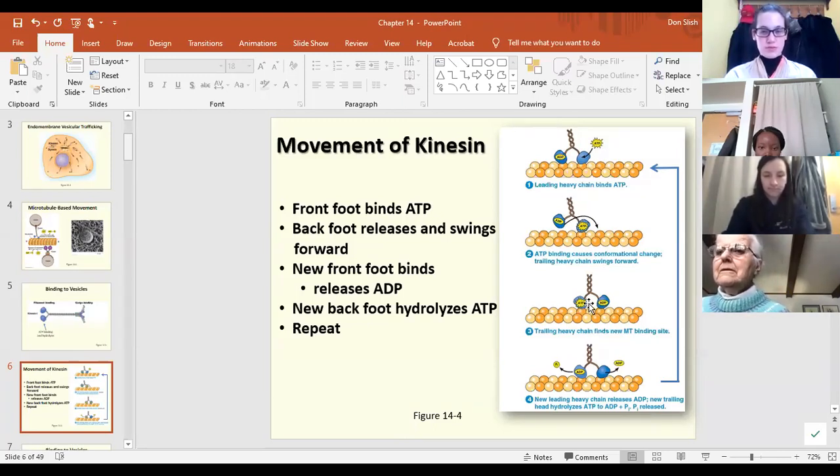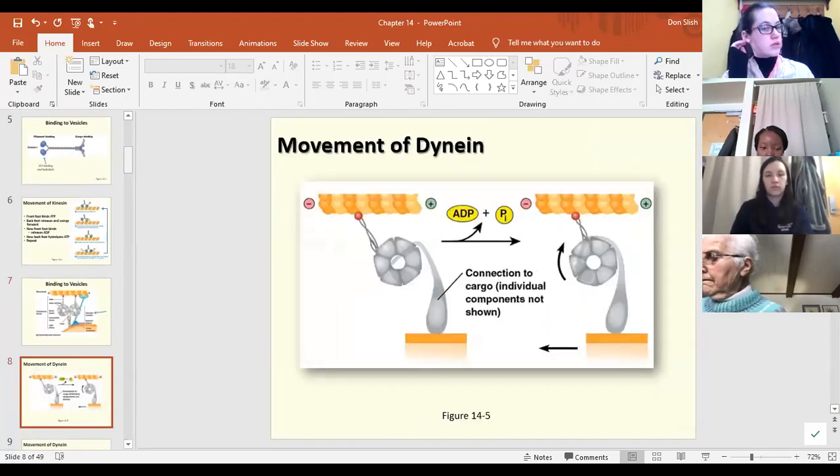Now the back foot is going to hydrolyze that ATP to ADP, and that causes a conformational change to translate over into the front leg, which then lets go of ADP. Once it's let go of ADP, it can pick up ATP, and that causes the back foot to let go and come forward. And then that causes the rear foot to hydrolyze ATP, and on and on. So it just walks down the microtubule one step at a time, always tied to the hydrolysis of ATP, because that's what's providing the energy to make it happen.